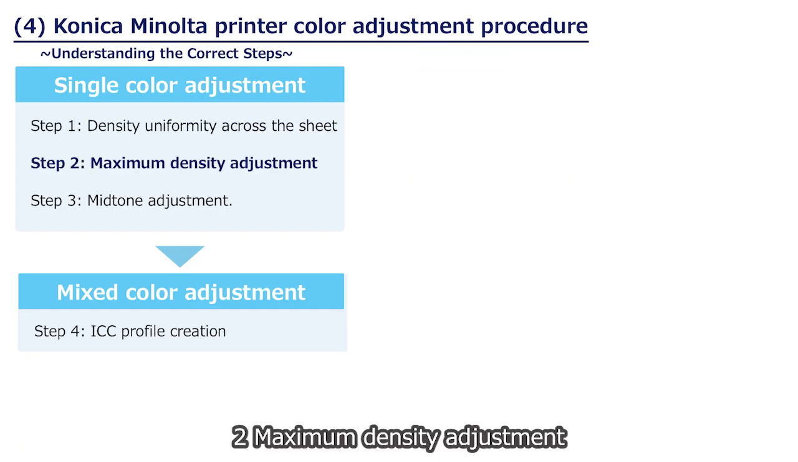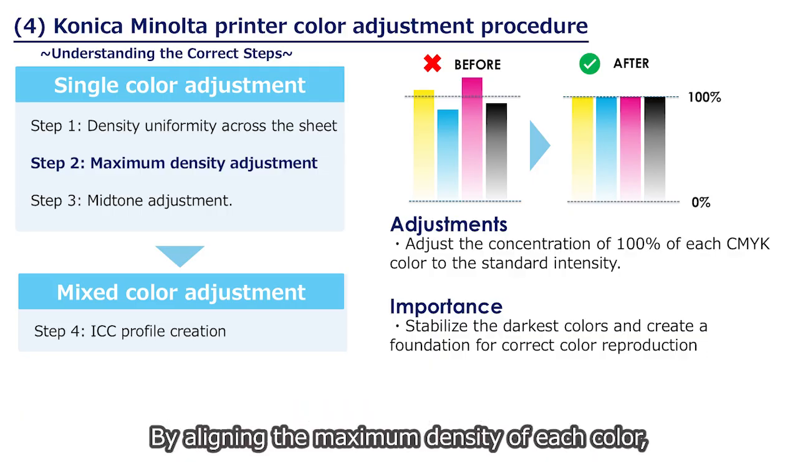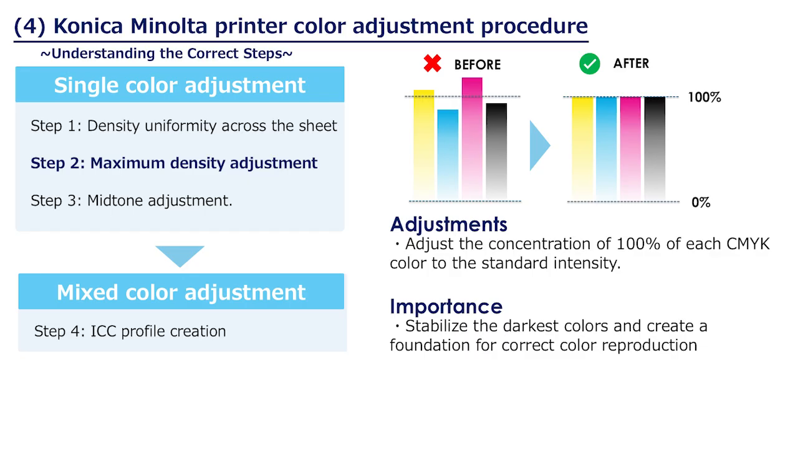2. Maximum density adjustment. This step ensures that each CMYK toner reaches the target density at 100% output. By aligning the maximum density of each color, the darkest areas of the print become stable and consistent.